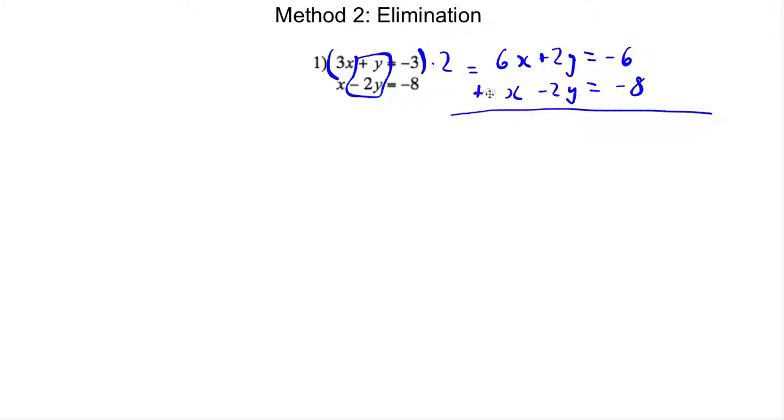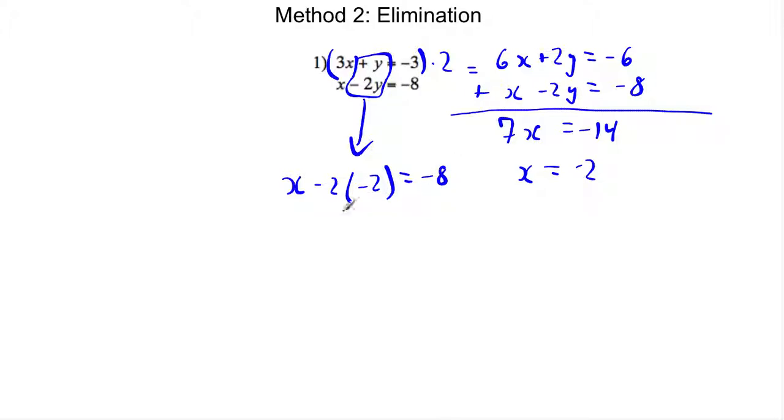Now I can add these equations together and get 7x. 2y minus 2y is 0, so minus 14. Divide by 7, I get x is equal to negative 2. Notice I have the same x as before. Now to find y, I need to plug this x value back into one of the original equations. So I can use this bottom equation and say x minus 2 times negative 2 is equal to negative 8. So x plus 4 is equal to negative 8.